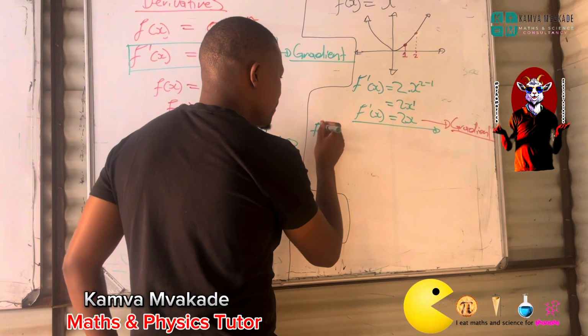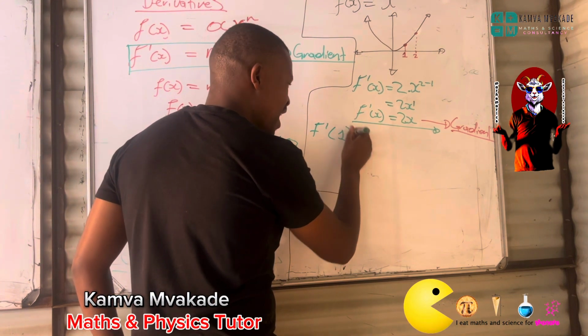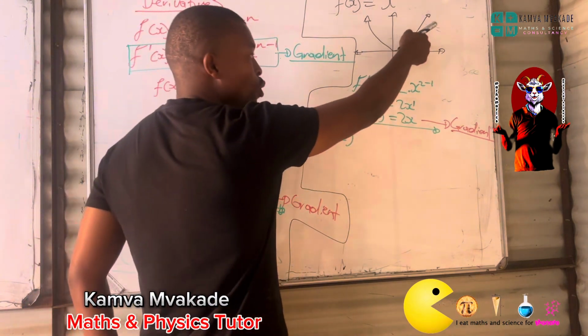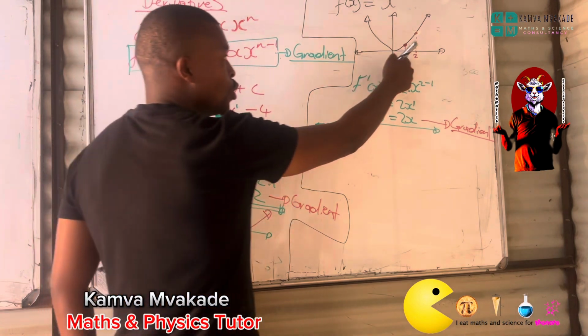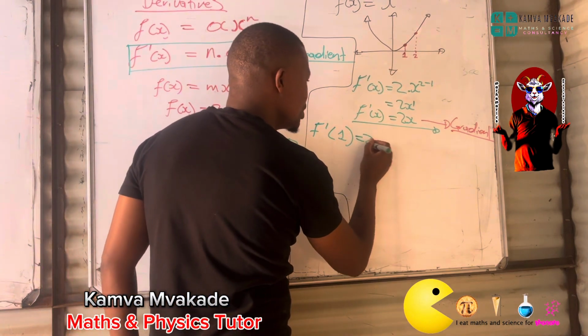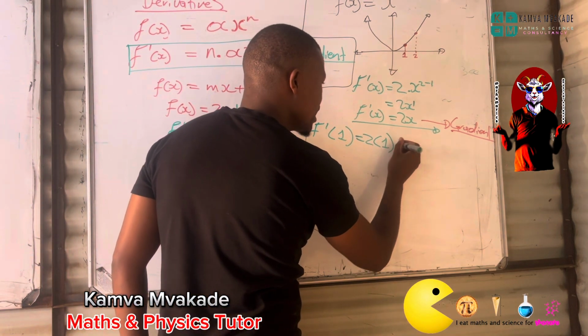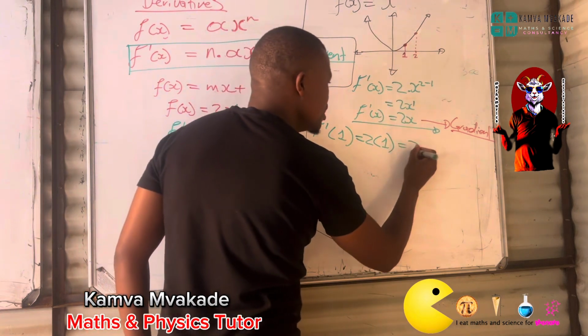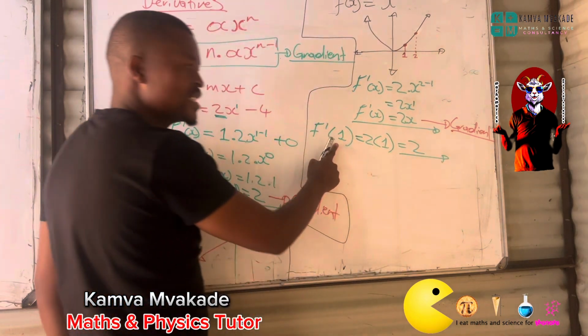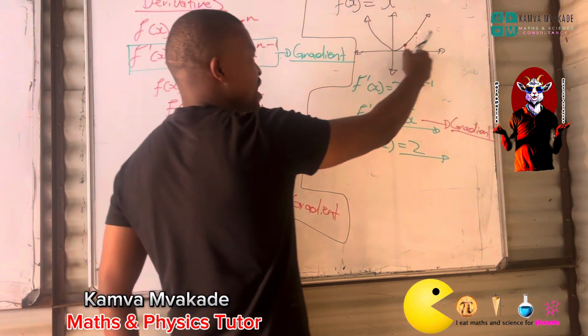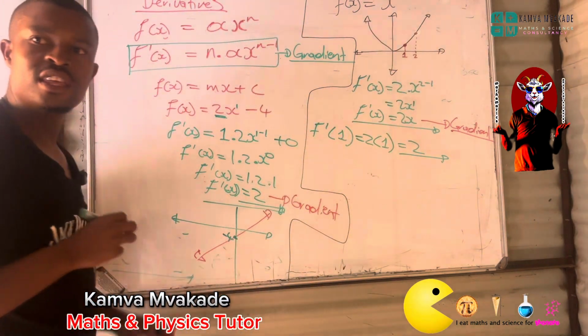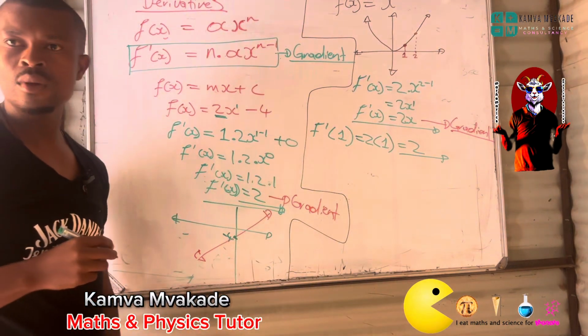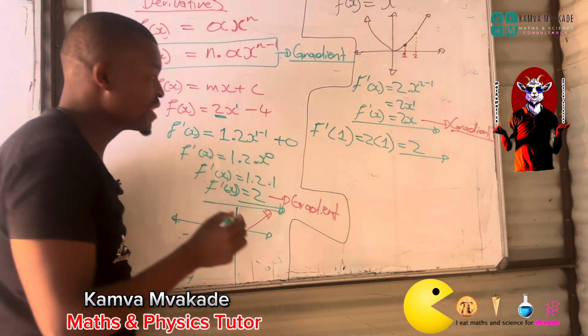Let's find f prime at 1. Where do I want the gradient? Where x is equal to 1. It will be 2 into 1. What is my gradient here? It is 2. Where? At x equals 1 on my graph. What is the gradient here? It is 2. Do you see? What else do I want?